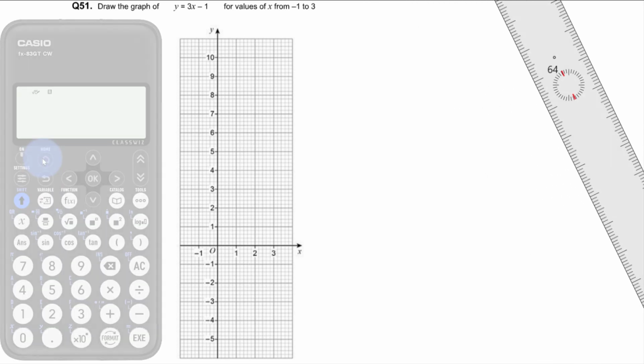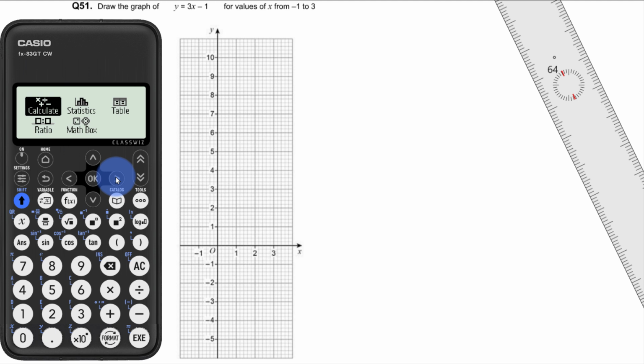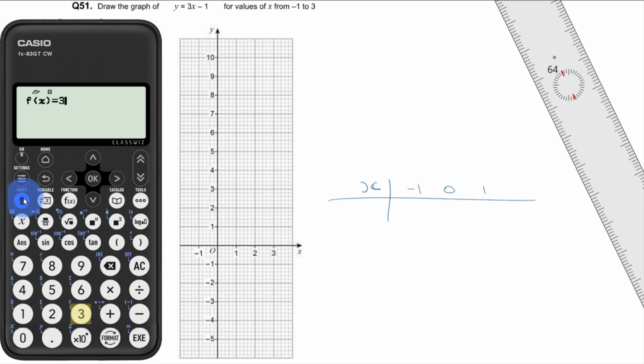Now this next one says draw the graph of y equals 3x minus 1 for values of x from -1 to 3. Now there's no table here, but it's pretty easy to make one. So I'm going to draw an x, I'm going to draw a little table. -1 to 3: -1, 0, 1, 2, 3. And then y, and the function is y equals 3x minus 1.